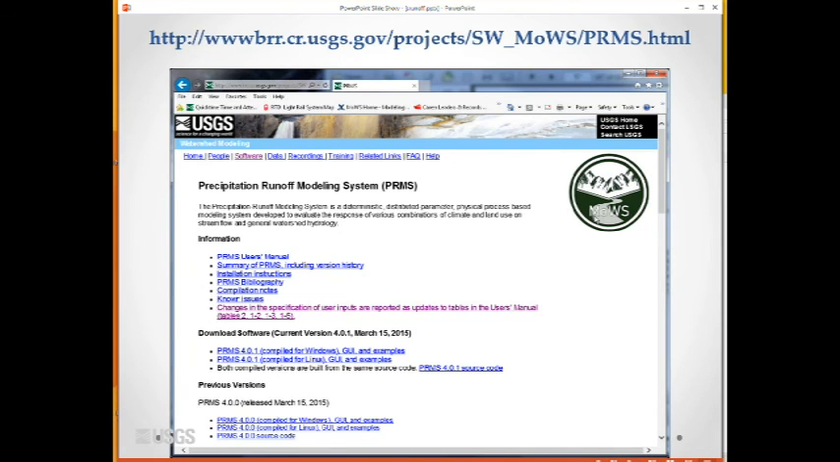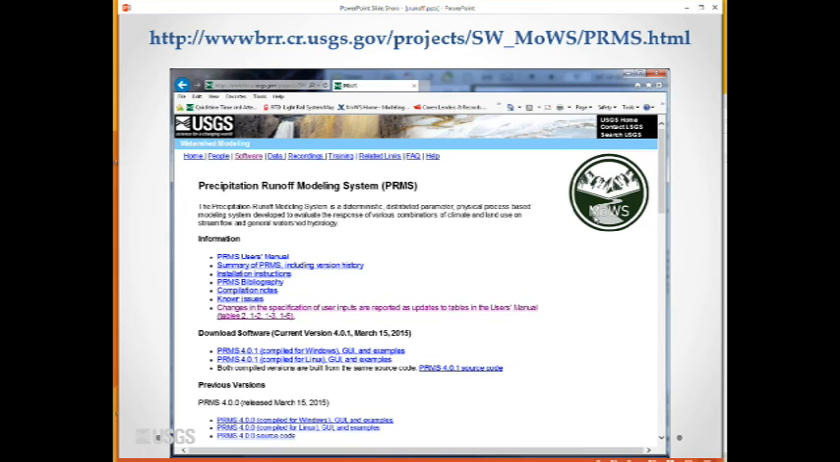See the PRMS 4 manual for a more detailed explanation of the surface runoff modules, which can be downloaded from this webpage. Be sure to download the changes in the specification of user inputs document, which provides updated tables. Table 2 contains descriptions of available modules. Table 1-2 contains descriptions of the parameters that can be specified in the control file. Table 1-3 contains descriptions of the parameters that can be specified in the parameter file.